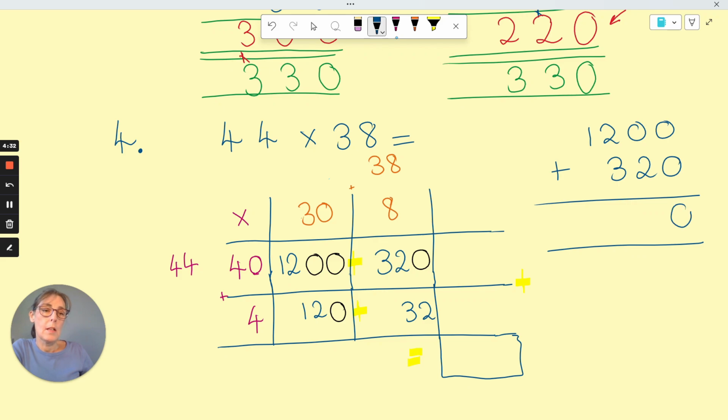0 plus 0 is 0. 0 plus 2 is 2. 2 plus 3, 3, 4, 5, 1. Okay, so that's 1,520.